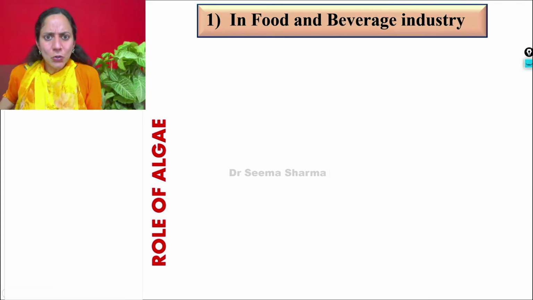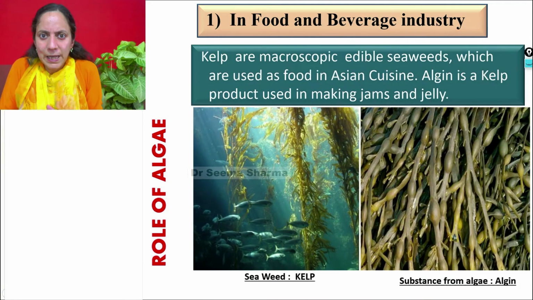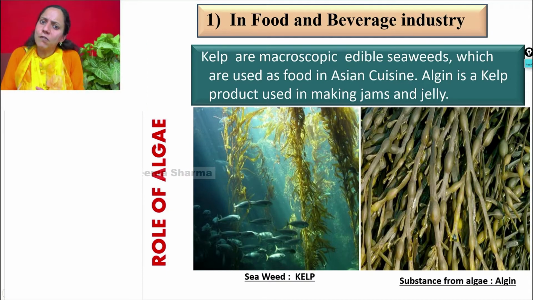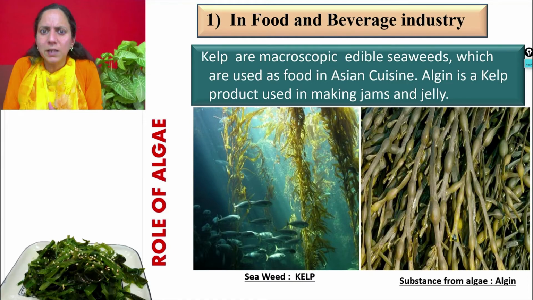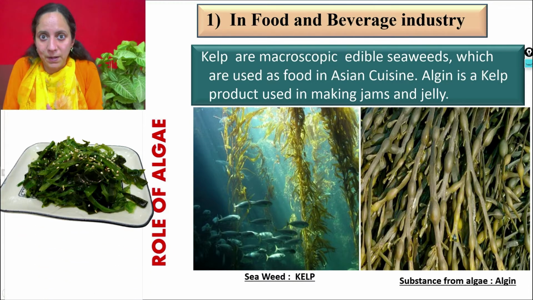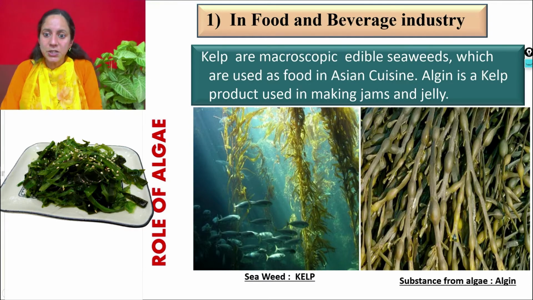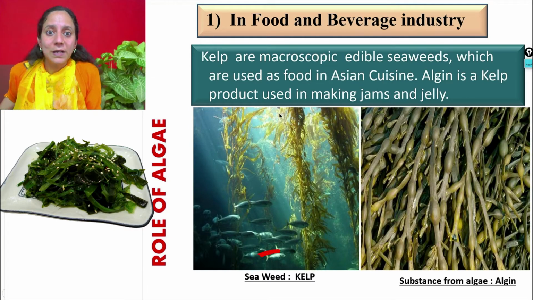Next is algae. A few of the algae which are found in ocean or sea are of high nutritious value and they are edible. They are eaten as food in many countries like Japan, and they are also utilized in a number of food items in Asian cuisine, and they are called krill.